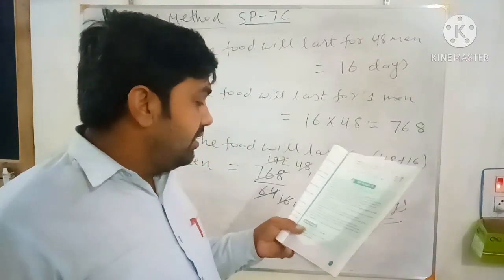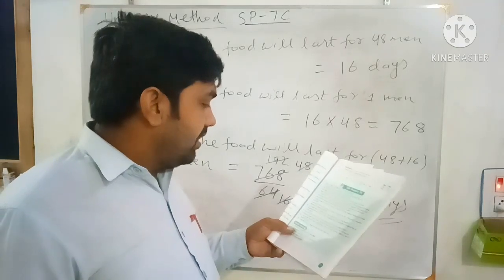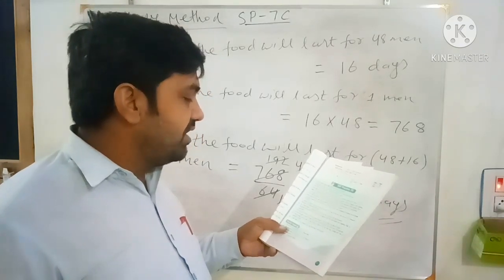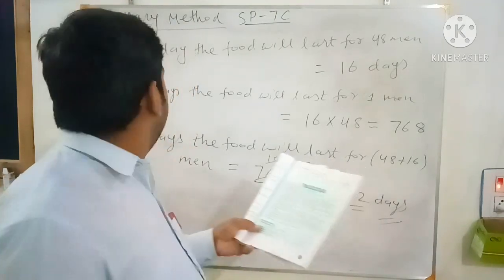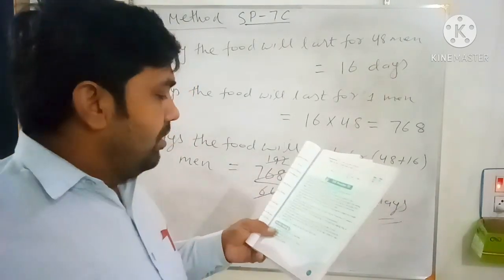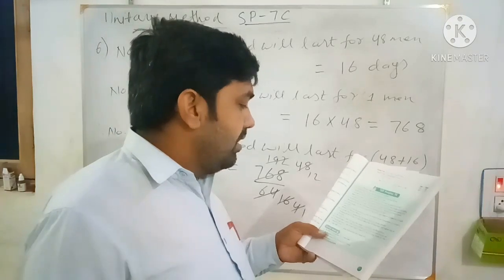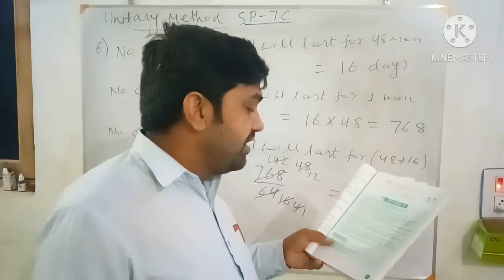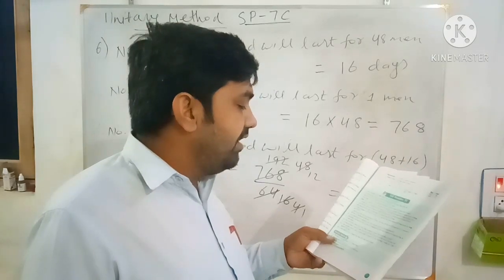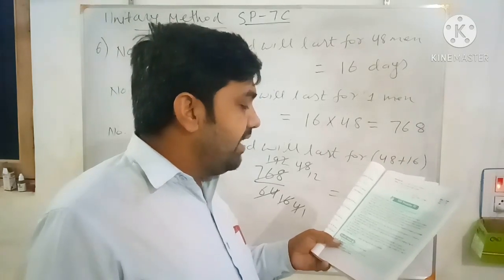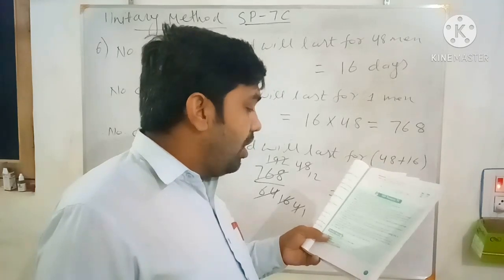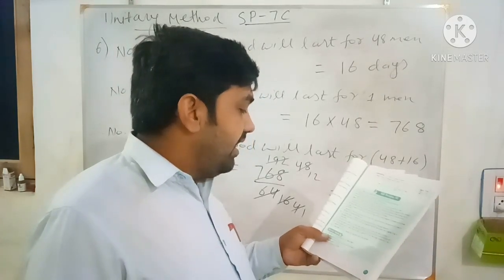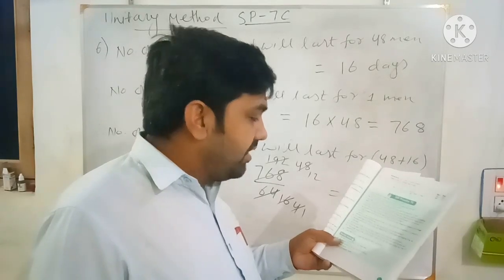Similarly to question number 9 also: a garrison of 1200 men has provisions for 60 days. The same way which I have done question number 6. How long will they last if the garrison is reduced to 600 men? And in the second case, reinforced by 800 men.